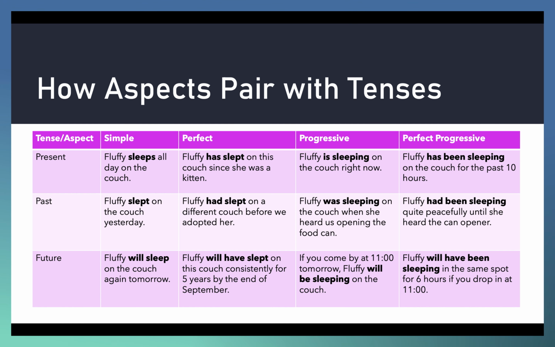Future simple: Fluffy will sleep on the couch again tomorrow. Future perfect: Fluffy will have slept on the couch consistently for 5 years by the end of September. Future progressive: If you come by at 11 tomorrow, Fluffy will be sleeping on the couch. Future perfect progressive: Fluffy will have been sleeping on the same spot for 6 hours if you drop in at 11.